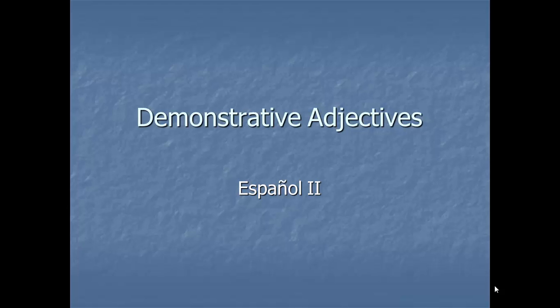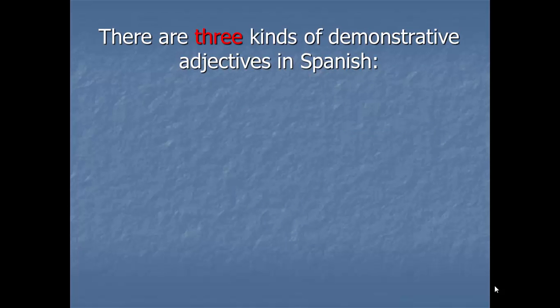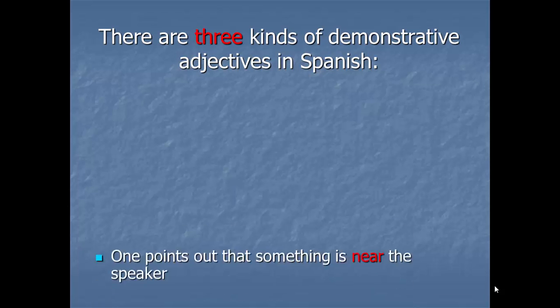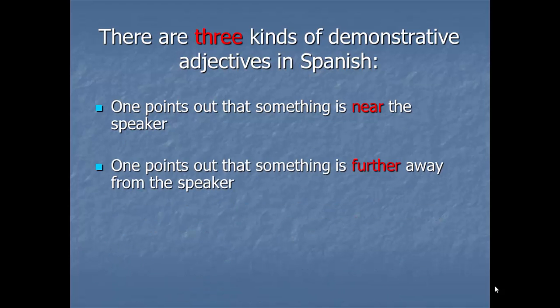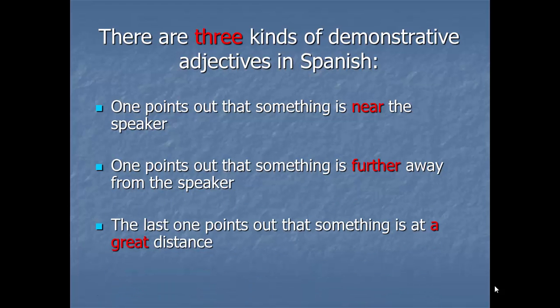You're going to say, I want this hamburger, I don't want that hamburger, I want that donut, I don't want that donut over there. So basically that's how we're going to use these words. There are three kinds of demonstrative adjectives in Spanish. One points out that something is near the speaker. One points out that something is further away from the speaker. And the last one points out that something is at a great distance.